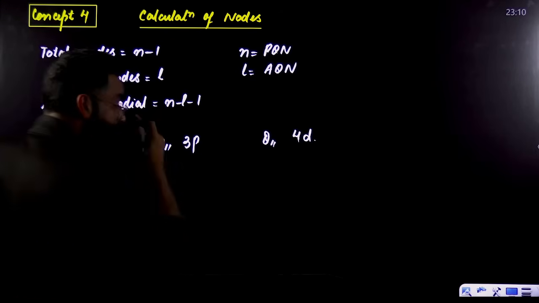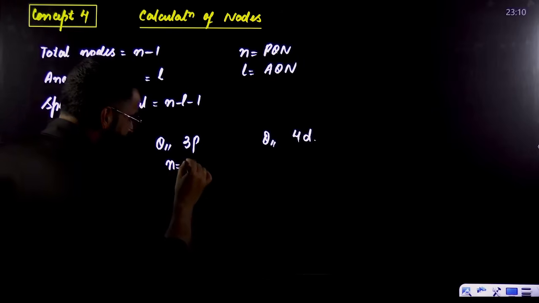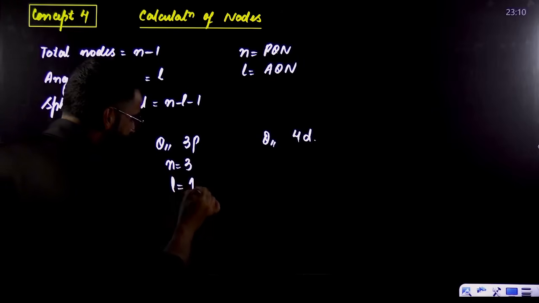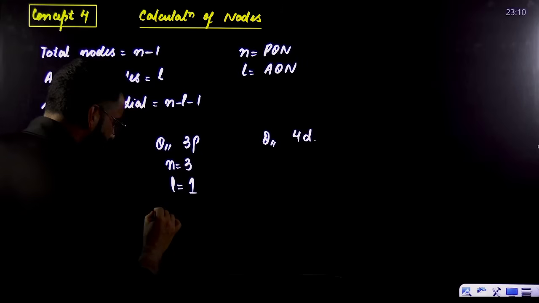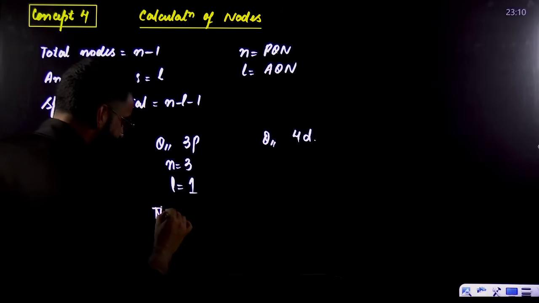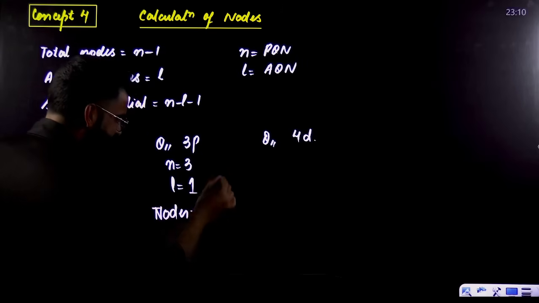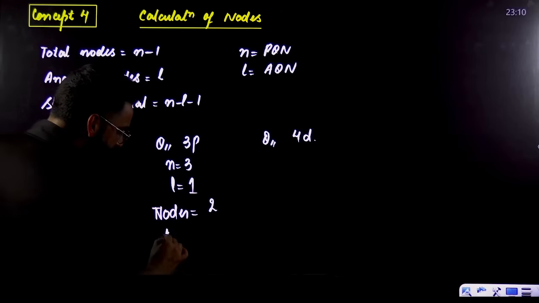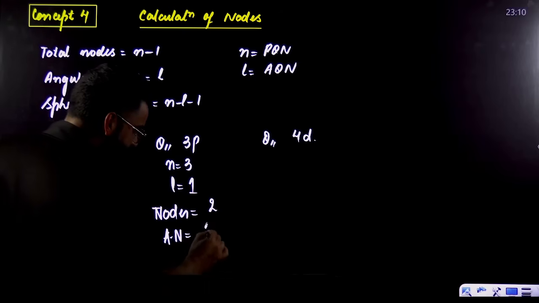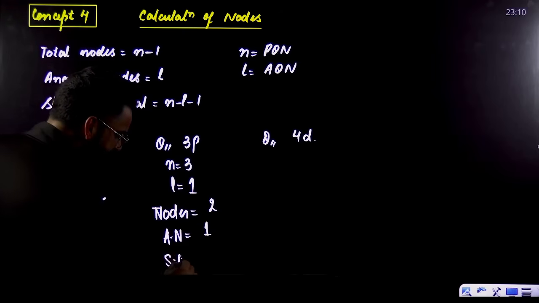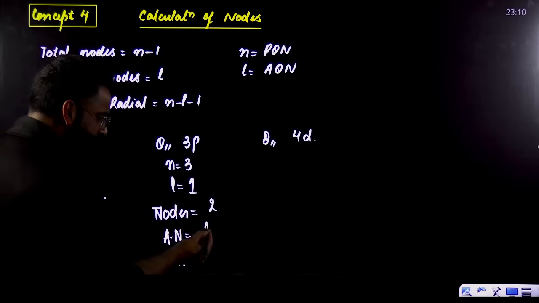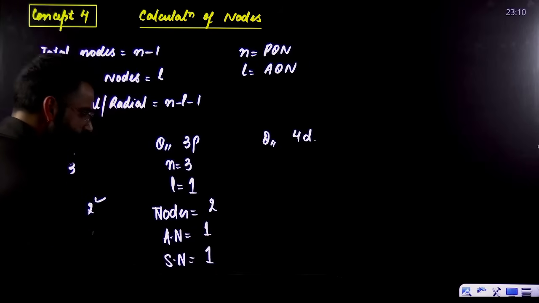Simple. Now 3p, for example. 3p. n value is 3. What is the value of L for p? For p, the value of L is 1. Now, total number of nodes, that's going to be n minus 1. So 3 minus 1 is 2. Angular nodes is given by the value of L, so L value is 1. Now, if you ask me about the spherical nodes, total nodes are 2, out of which angular is 1. That means 1 will be spherical node.